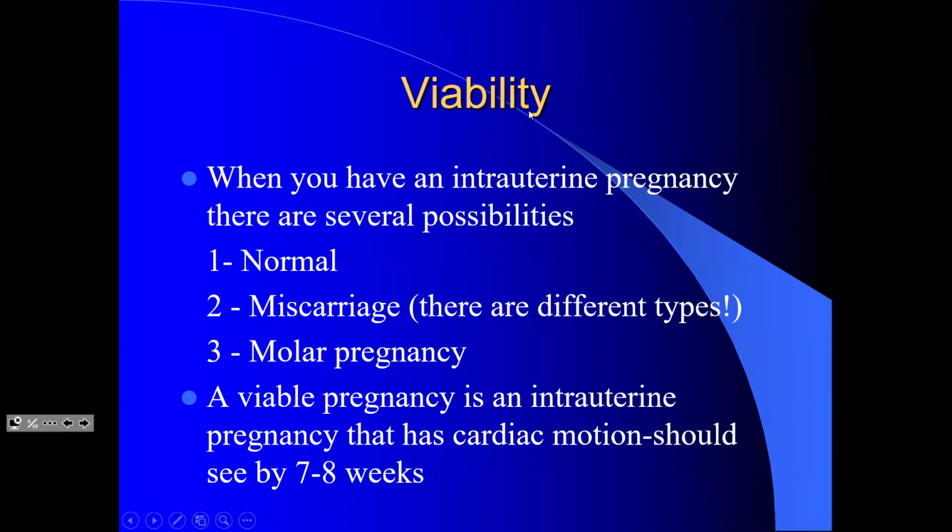So what is viability? Viability means that the fetus is normally growing and it's going to develop normally. So viability means we need to look for any cardiac activity inside. So this confirms that the pregnancy is progressing normally. So we have different possibilities. Either it is going to progress normally, or there are different types of miscarriages that we'll talk of later. And the third option is molar pregnancy. If you remember the last lecture, we discussed molar pregnancy. What is molar pregnancy?